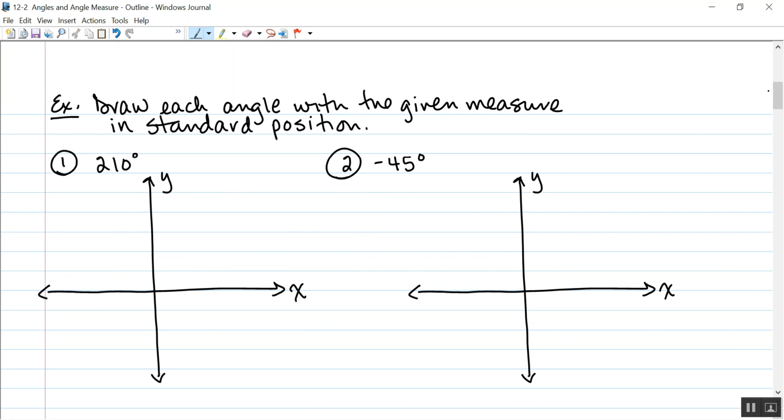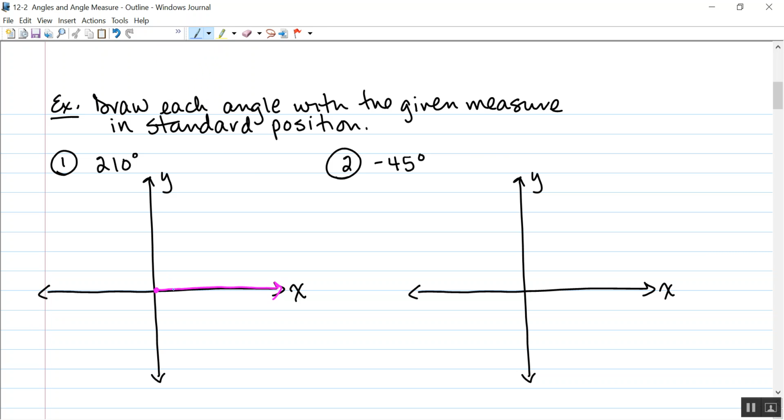So let's take a look at a couple examples here. This says, draw each angle with the given measure in standard position. So I need a 210 degree angle. My initial side is going to be here on the positive x-axis, going that way. And I need to figure out how far around I need to go. I'll do this in blue.